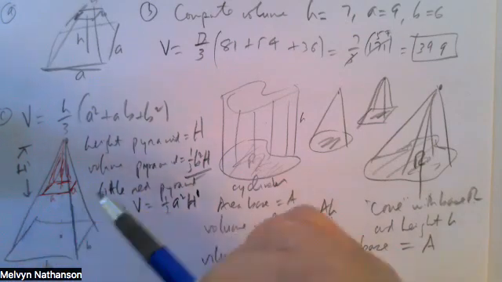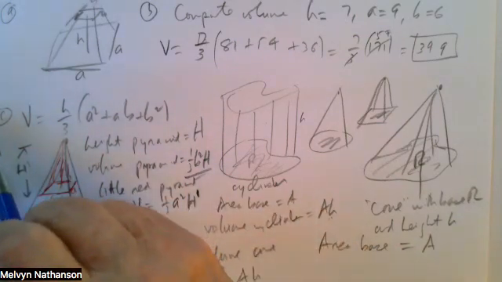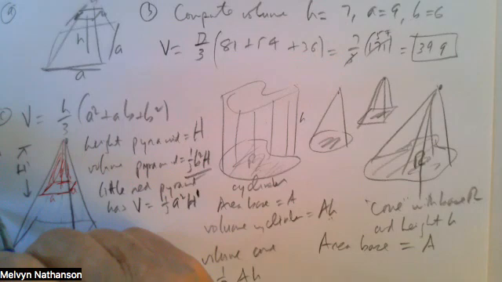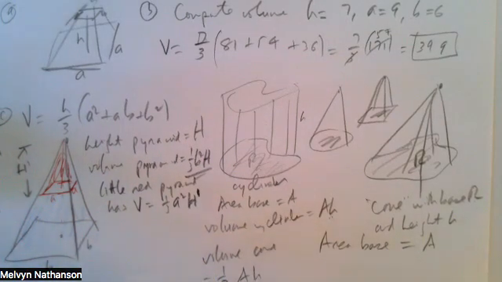H prime is the height of the little pyramid, just as capital H was the height of the big pyramid. But we don't know what this is unless we know what H prime is, right? What is the height of this little pyramid? We know the base, but we have to figure out the height. So we can use some geometry for that.